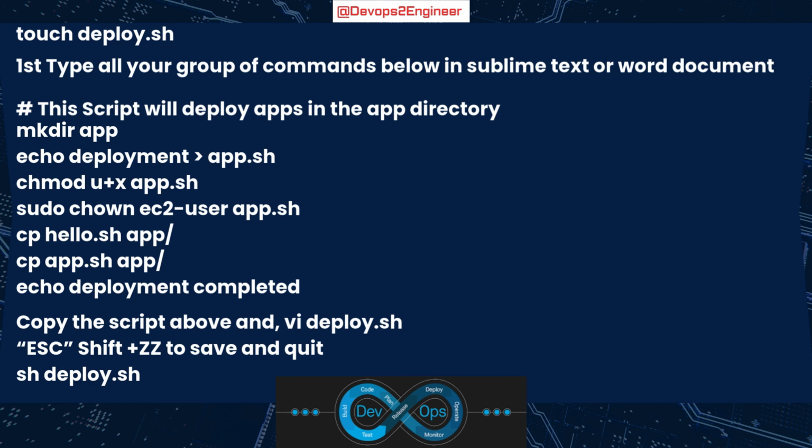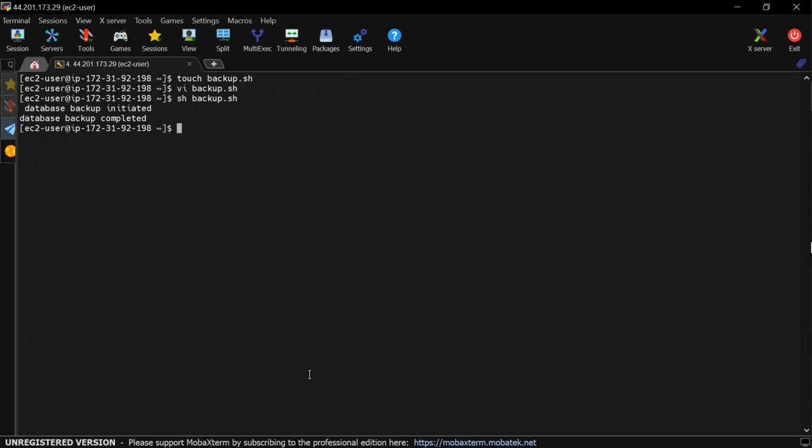Now let's go ahead and practice this on MobaXterm. Going to open MobaXterm, clear our screen, touch deploy.sh. Now we're going to vi into deploy.sh.